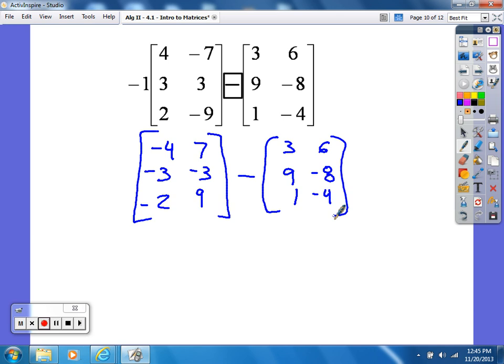I hate subtraction. I do. I hate it. Remember, we've talked about that a few times.